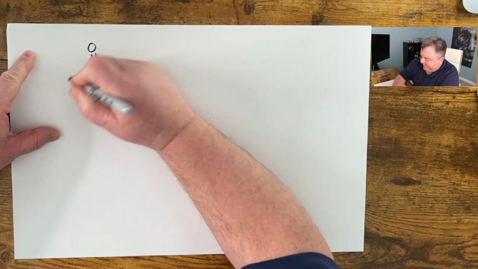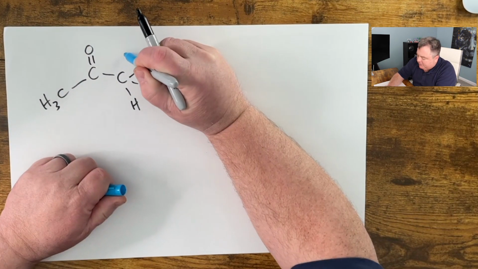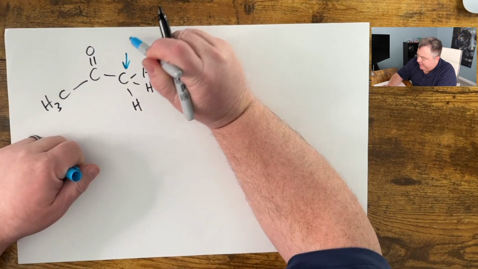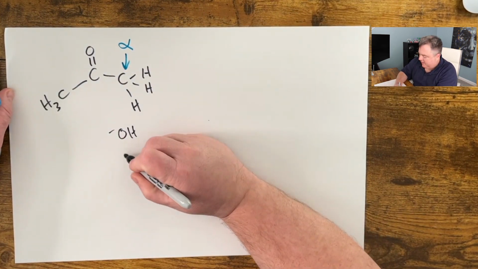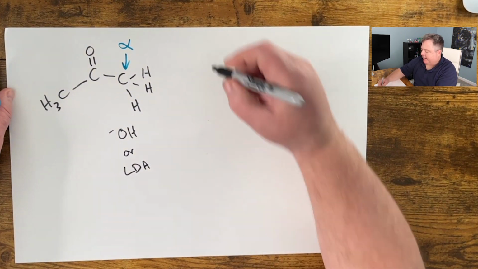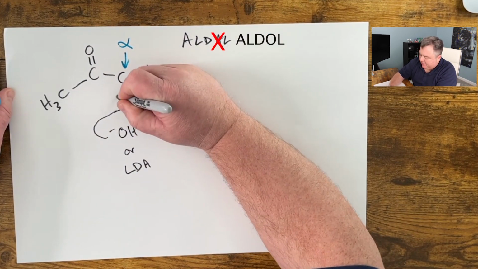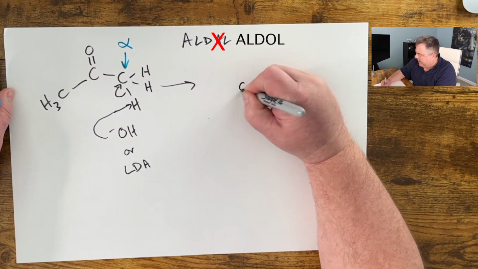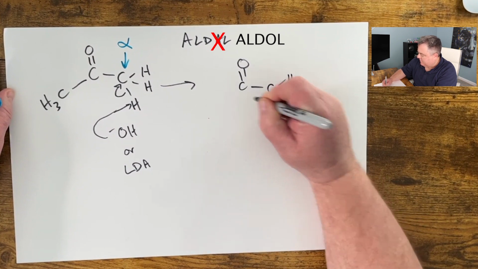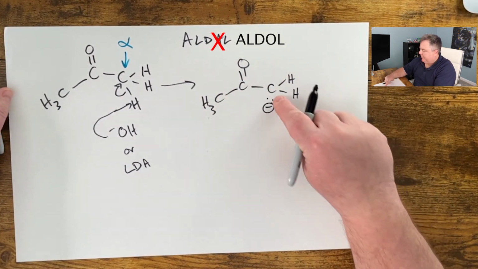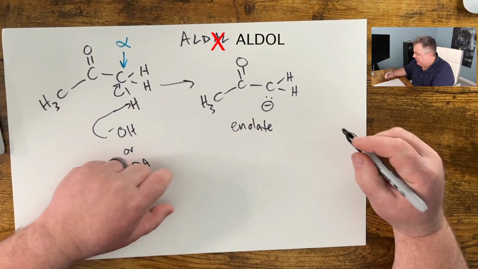We've seen previously that carbonyl compounds, the carbon right next door to the carbonyl, the alpha carbon, has very acidic hydrogens. So a base like hydroxide, or another one common in these reactions called LDA, can pull off this proton, leave the electrons behind, and make this compound. So this negative carbon is called an enolate. And I have a previous video which explains all of this.